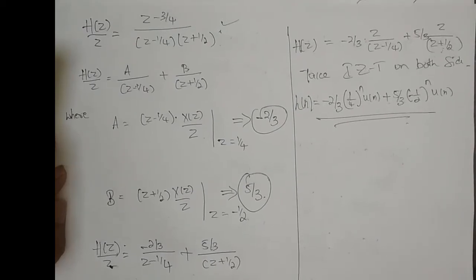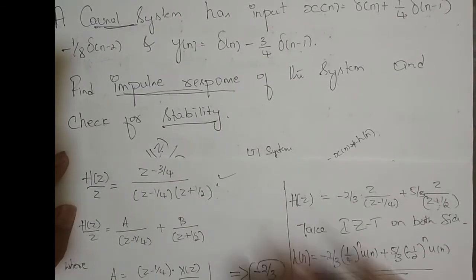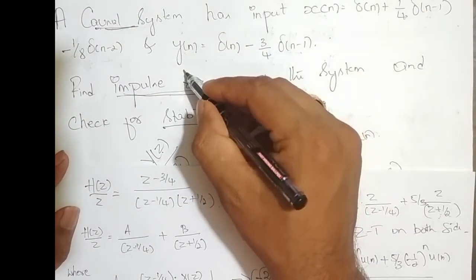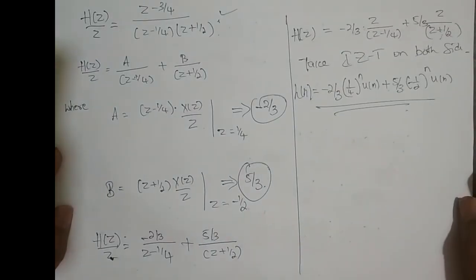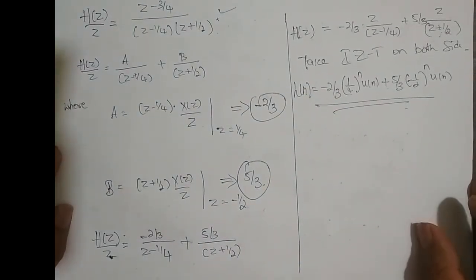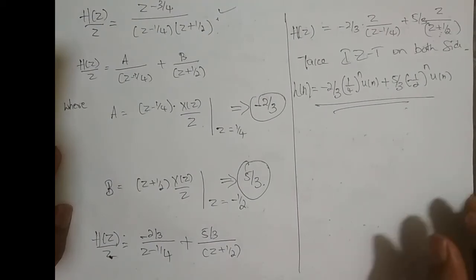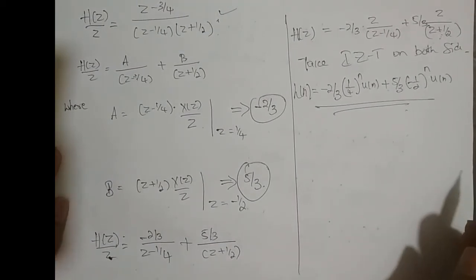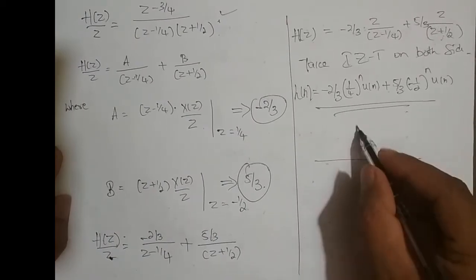Okay, this is the impulse response of the system. Now what else do I need to find? I am done with finding the impulse response, and what I need to do is check for stability. What is the statement for a causal system to be stable? All the poles should lie inside the unit circle, right? So how many poles do we have?